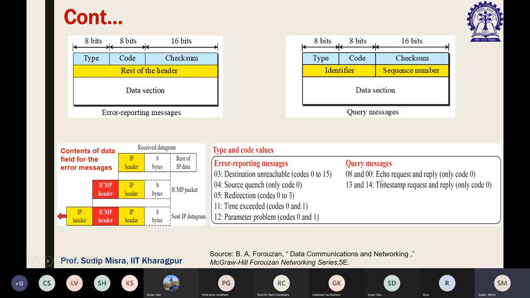Query messages: echo request and reply, only code 0. Timestamp request and reply, also only code 0. So these are the different codes that are used along with the different types of messages. Destination unreachable, source quench, these are the different types of messages. So 3, 4, 5, 11, these types are also numbered, like that.